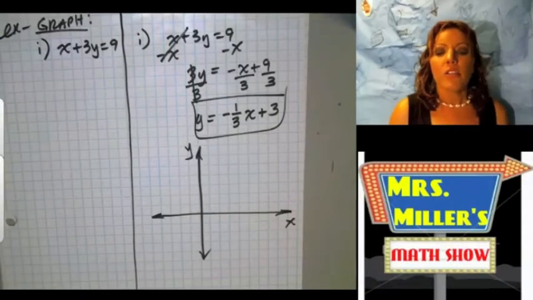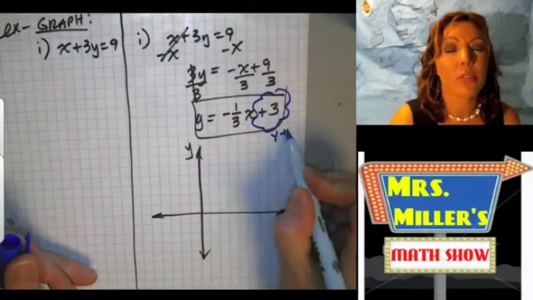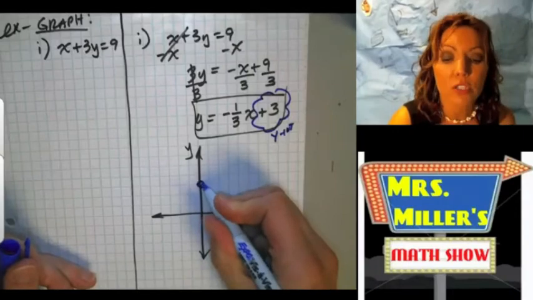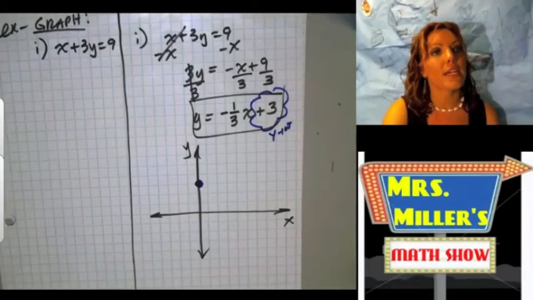Okay, so this number again represents the y-intercept. So the y-axis is up and down. So we're actually going to go up 3 first. Good. Okay. Then from there, what do we do? What would be the next step?